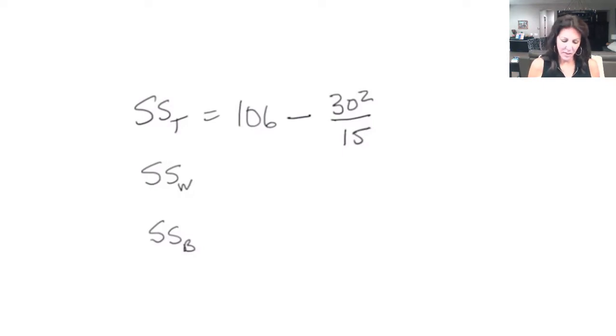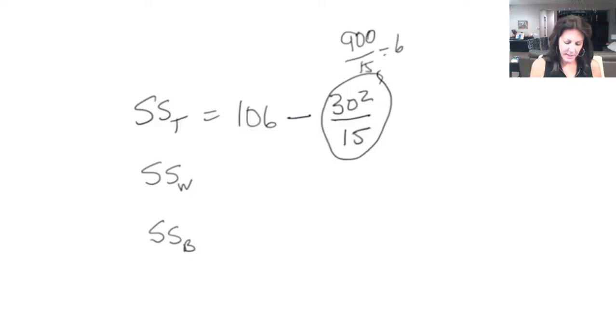So let's start with everything on this side first. We have 30 squared, which is 900, divided by 15, and that gives us 60. So our sums of squares total is 106 minus 60, which is 46. All right, we've got that.